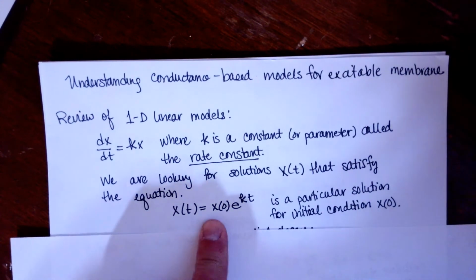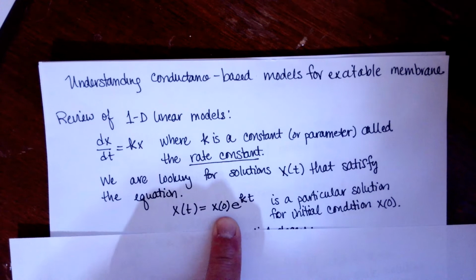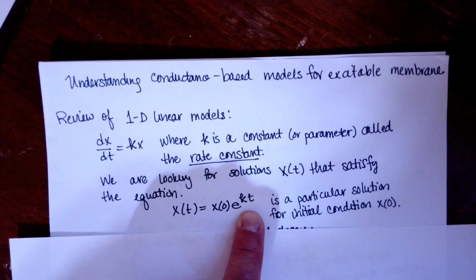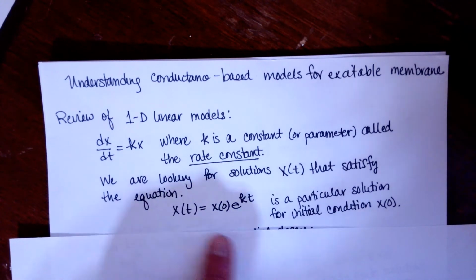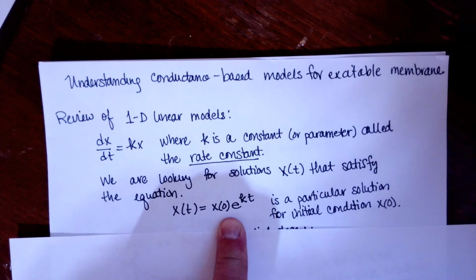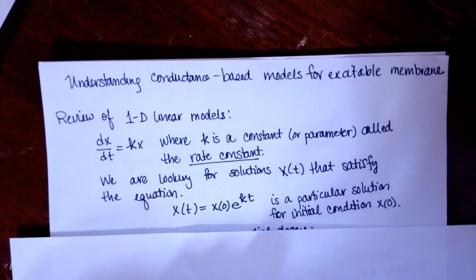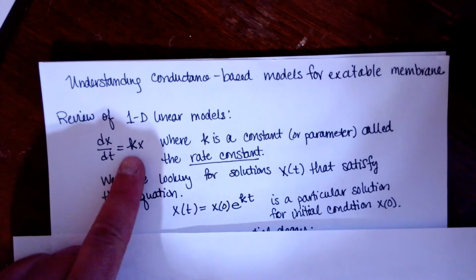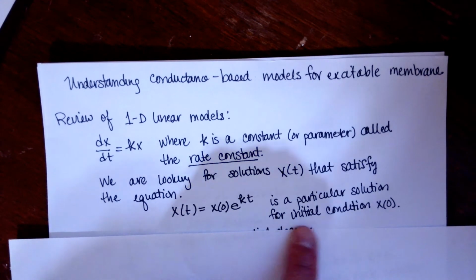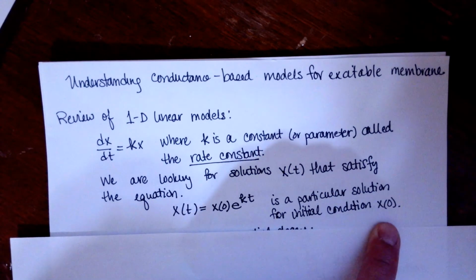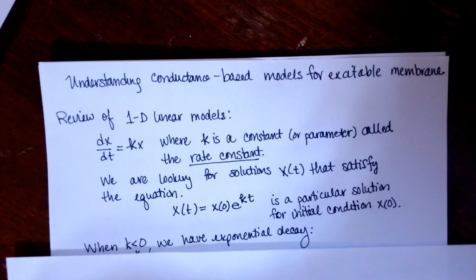A function that satisfies this is something like this: x of t equals x of 0, our initial condition at time 0, whatever value that is, times e to the kt. If we take the derivative of this with respect to t, we get this constant times k times e to the kt, which is the same as k times x. This is a particular solution for an initial condition x of 0.